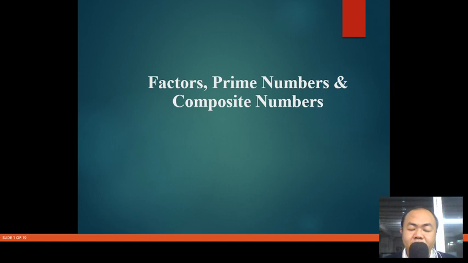Today we are going to study factors, prime numbers and composite numbers. I think in Mathematics in primary 6 you have studied this with Miss Teti. First, before we move to the lesson, I will introduce you to some definitions.